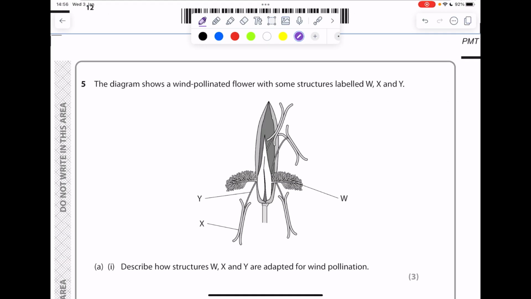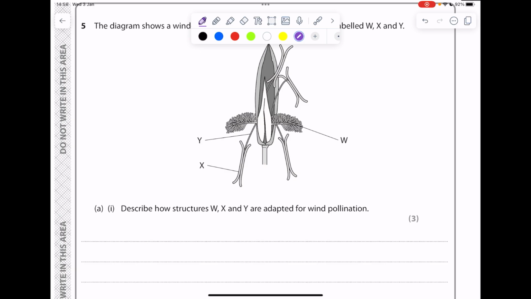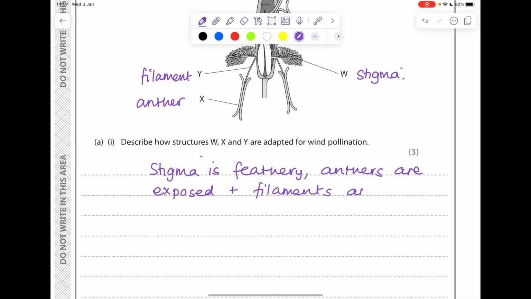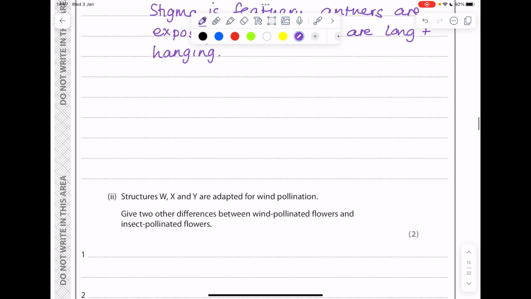The diagram shows a wind-pollinated flower with some structures labelled W, X and Y. Describe how structures W, X and Y are adapted for wind pollination. So there's our feathery stigma. Stigma is feathery. Anthers are exposed and filaments are long and hanging. And all this means, remember, is that the wind will blow away that pollen and mean that the stigma is more likely to trap it.